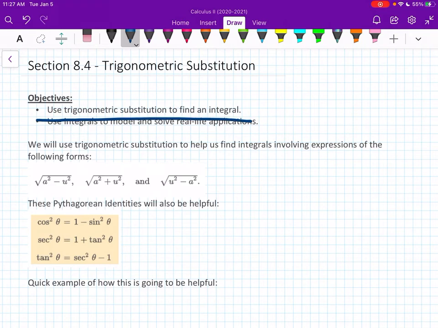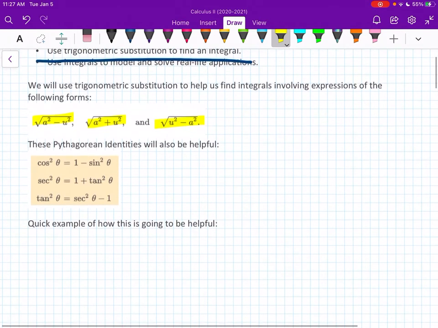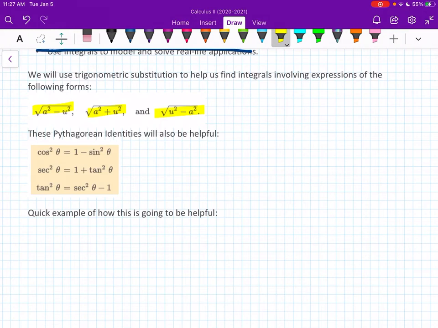So basically, if we have integrals involving any of the expressions of a square root of a squared minus or plus u squared, or vice versa, u squared minus a squared, those are the things we're going to use this method for. So that's what you're looking for in your integral. And then we have these Pythagorean identities, which also might be helpful. So cosine squared is 1 minus sine squared. Secant squared is 1 plus tangent squared. And tangent squared is secant squared minus 1.